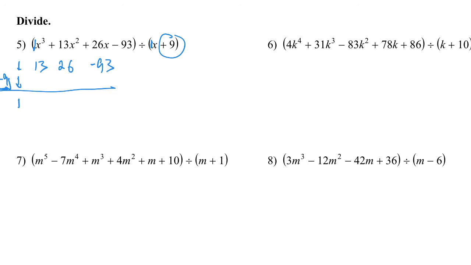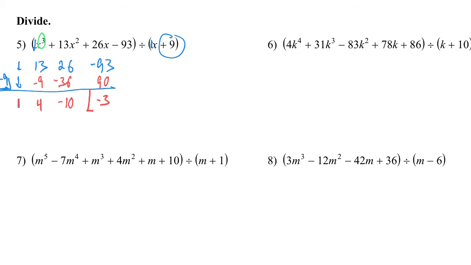So I have 1 times the negative 9 is going to be negative 9, and then I add down. So 13 plus negative 9 is going to give me 4. Multiply with the box. 4 times negative 9 makes negative 36. Add down, negative 10. Multiply in the box. It's going to be a positive 90. So this last number is your remainder. And then you just write out your answer.